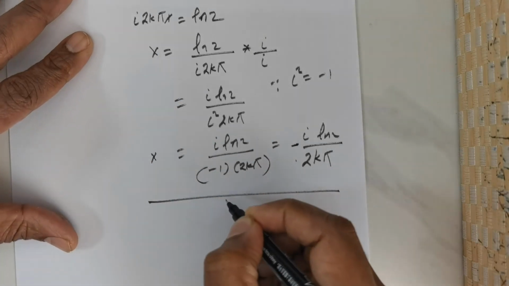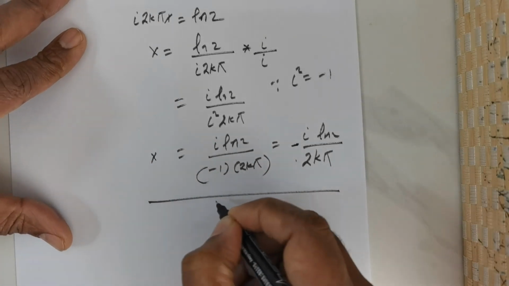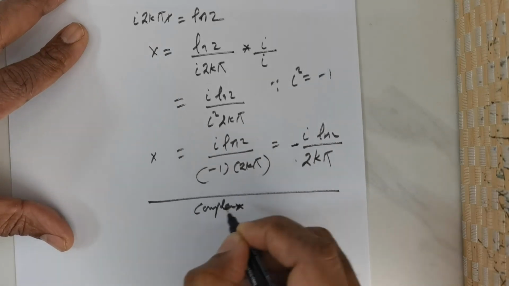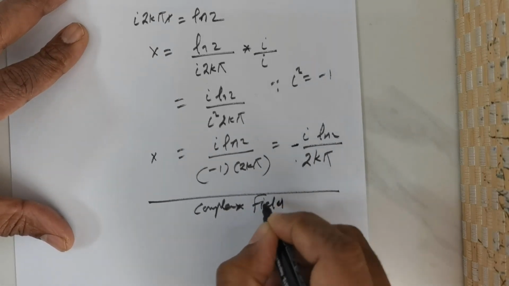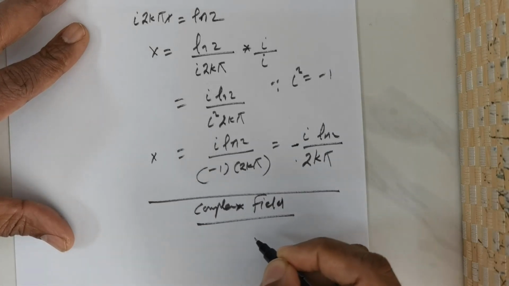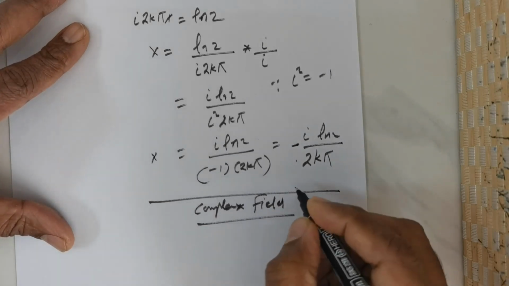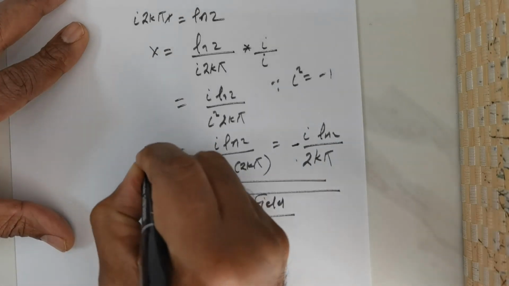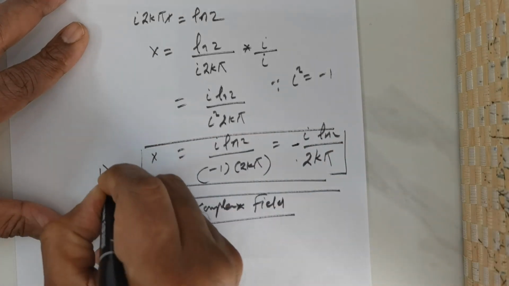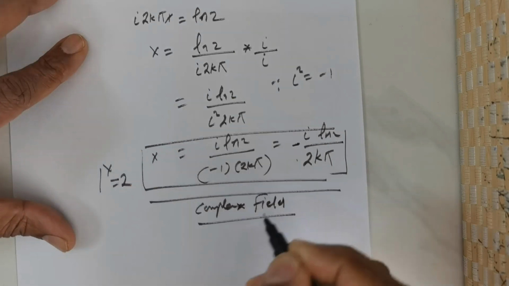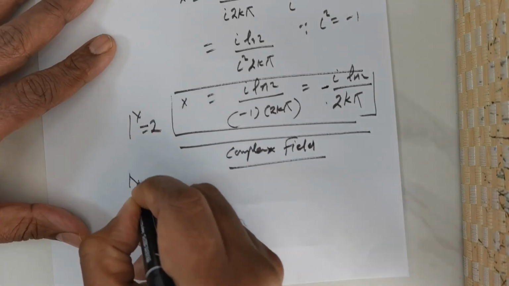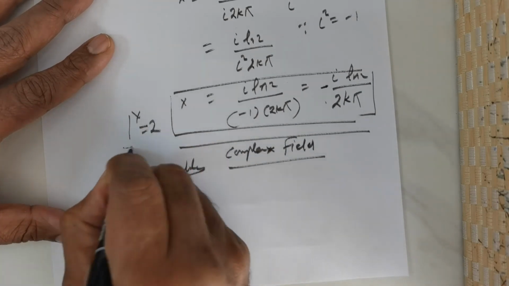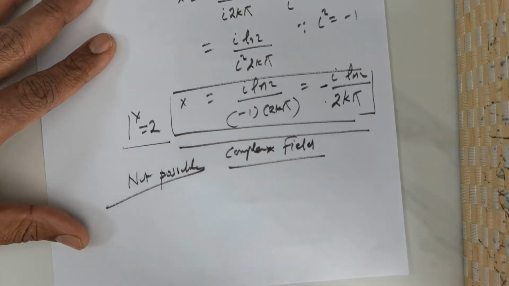So this is the solution, but it is not just a solution. This is a solution under the complex field. Okay, so not in the real area. Now in the complex spectrum, you can produce an infinite number of solutions for this particular question, 1 raised to the power of x is equal to 2. But in the real world, not possible. In the real world, 1 raised to the power of x will never be equal to 2. So I just want to make that point clear here.